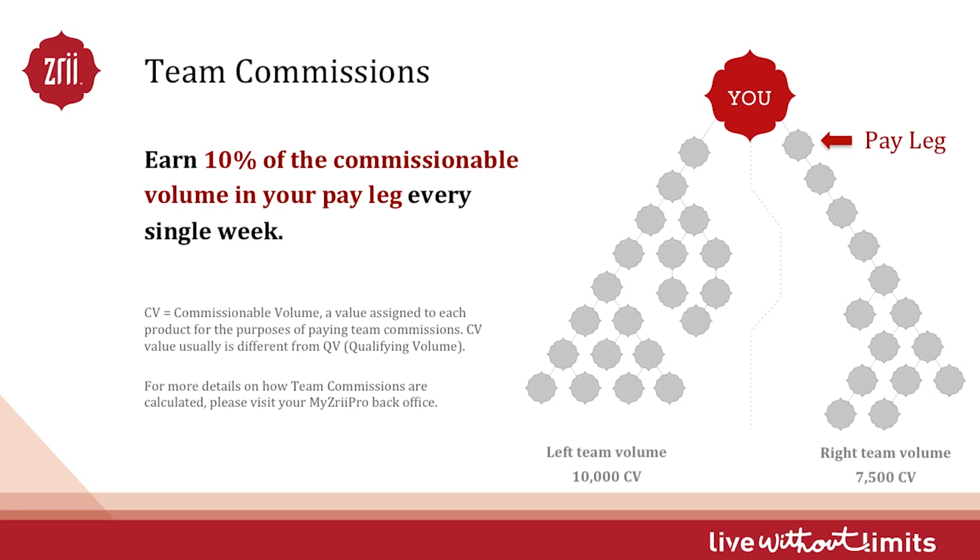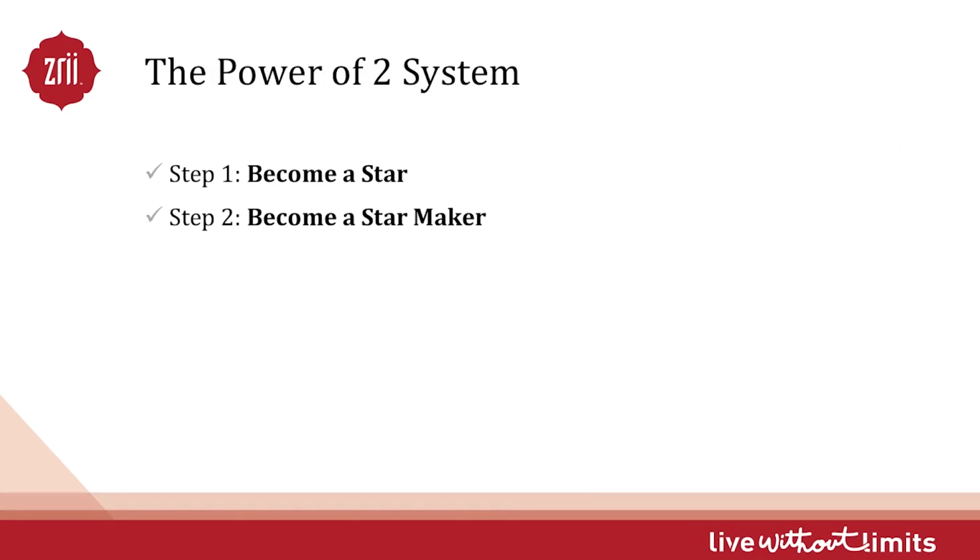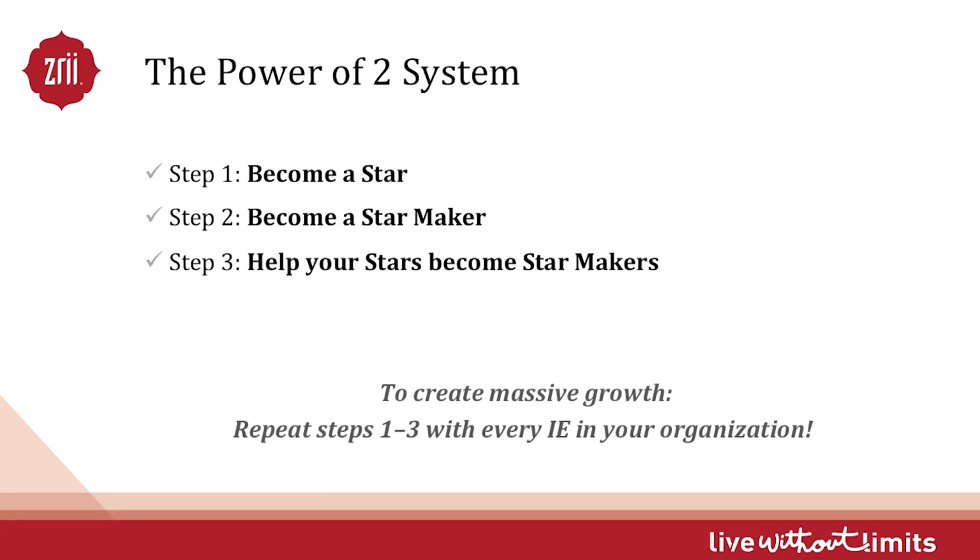So let's take everything we've just talked about and put it all into the Power of 2 system. This simple system has just 3 powerful duplicatable steps. Step number 1, become a star. Step number 2, become a star maker. And step number 3, help your stars become star makers themselves. And this is a great line: for massive growth, repeat steps 1 through 3 with every independent executive in your organization.